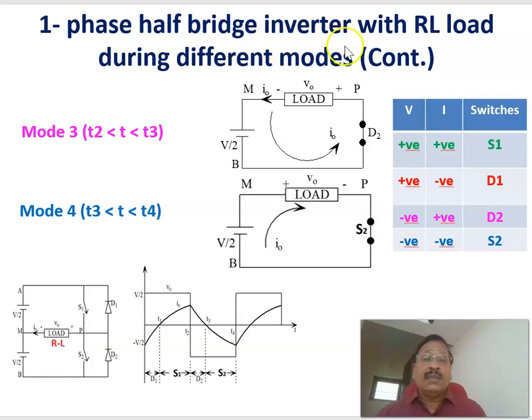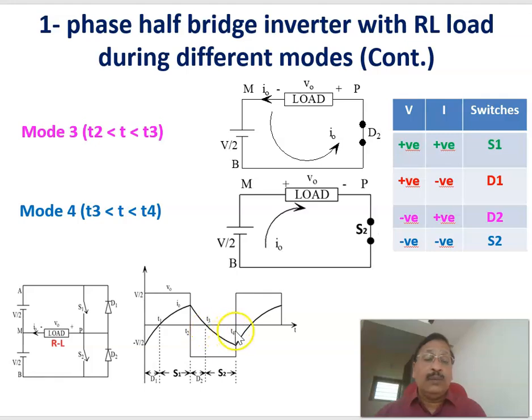Continuing the single phase half bridge inverter with an RL load. Mode 3 is from T2 to T3. Here you can see that the voltage has changed to negative, minus V by 2, but the current is positive. That's because of the inductance. Current is positive means the current is in the same direction as this one, but you can have a negative voltage. That is possible only when the diode D2 conducts. Therefore, this is the equivalent circuit corresponding to mode 3. You will be getting a voltage equal to minus V by 2, but the current is positive, from T2 to T3.